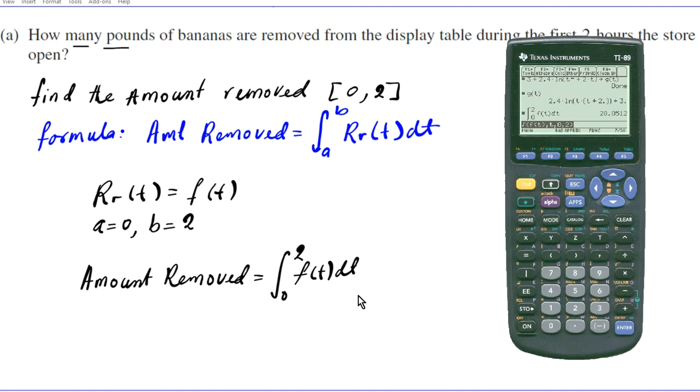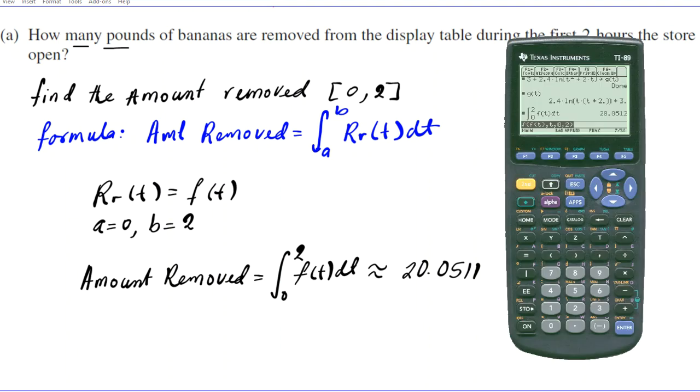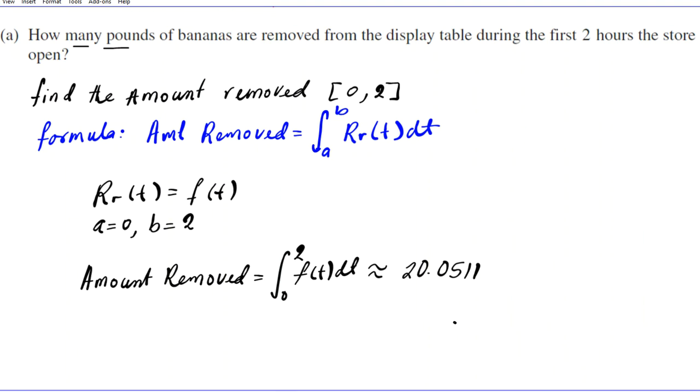Okay, so our answer is going to be 20.0512. So the amount removed is approximately 20.0512. Wait a minute, I already forgot the answer. Oh, I changed that. 20.0512. Alright, so try and carry your answer to at least 4 decimal places to be on the safe side, because on the AP exam you have to be accurate up to 3 decimal places, or else you're going to lose points. Okay?